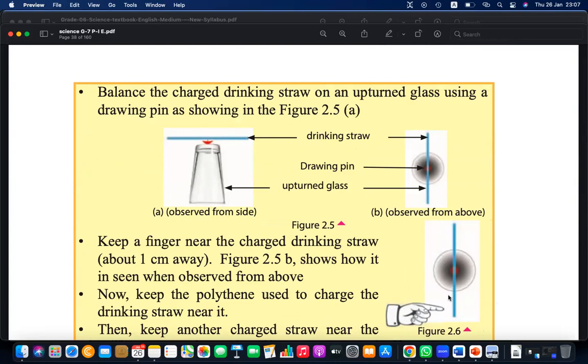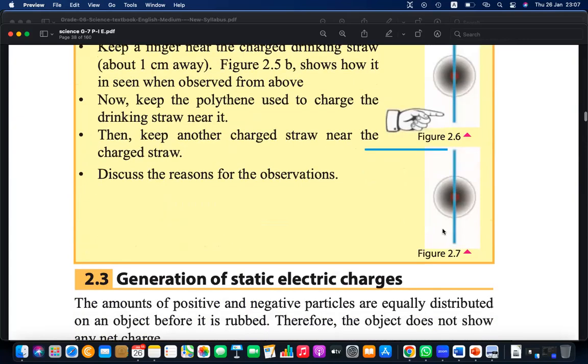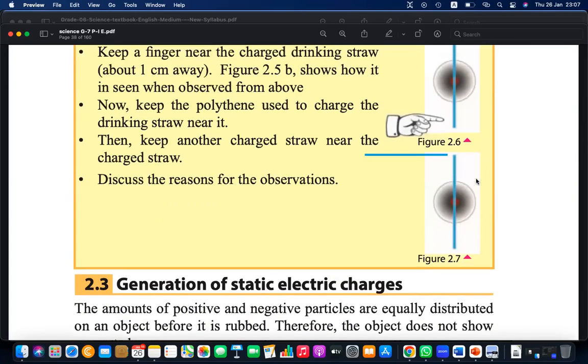A charged one, so you know how to charge this, right? You have to rub again. By rubbing against this thing, you can charge. Then you have to move it towards and just observe the behaviors, whether it repels or attracts, when you move your hand, when you move the polythene, right?